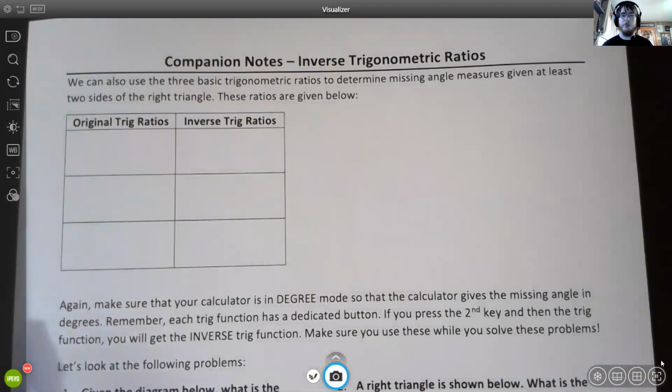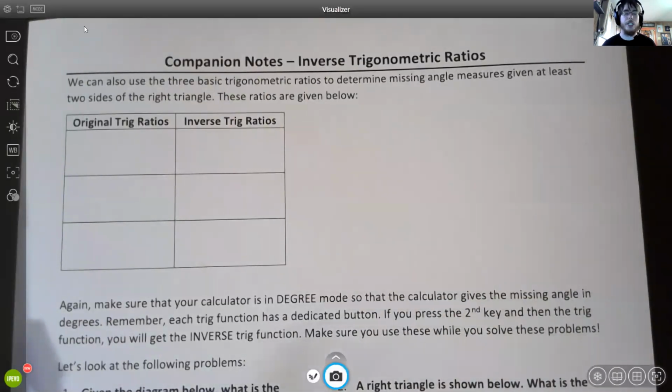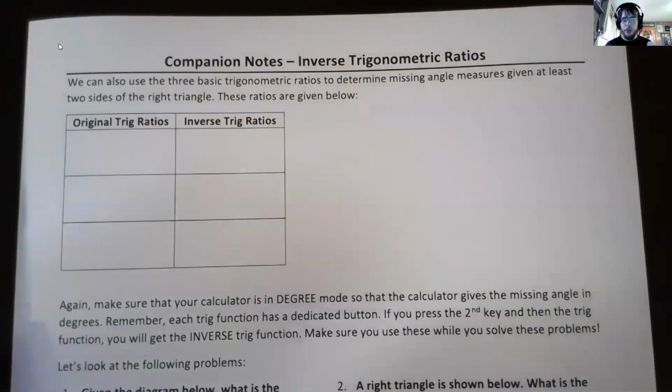The rest of this week is going to be review over these concepts for the Pythagorean theorem, special right triangles, and trig ratios. Okay, so in this video, we're going to be talking about how to find missing angle measures instead of missing side measures, okay? And we can't just use the regular trig ratios for that. We have to use the inverse trig ratios because we're actually solving for the angle instead of the side.